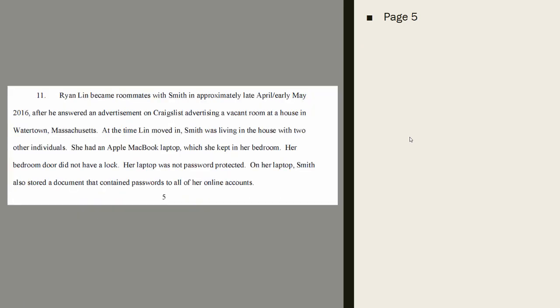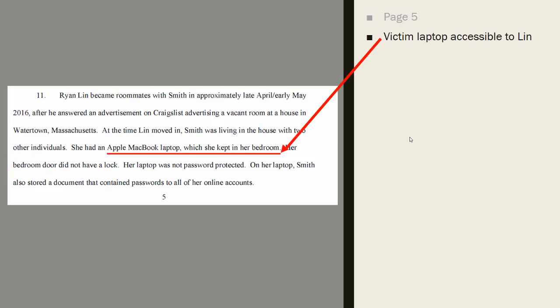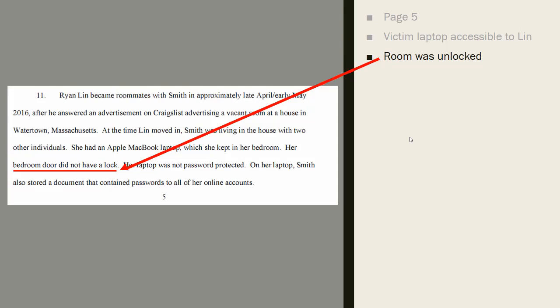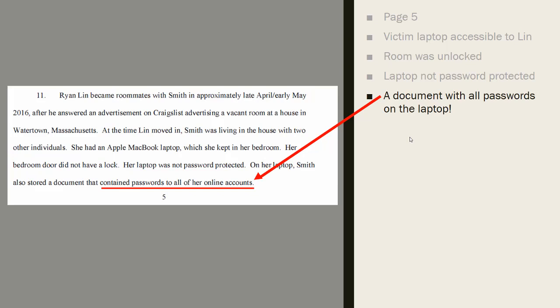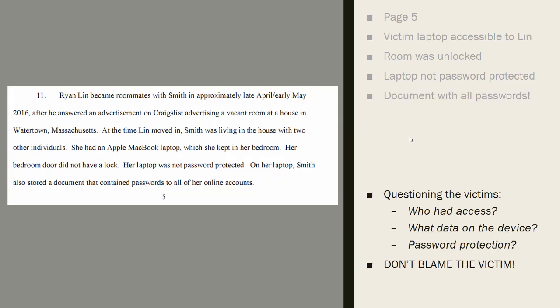So we'll skip down to page 5, and this is kind of summarizing a little bit what happened, at least the start of how the suspect, Lynn, potentially had access to everything that the victim possessed. For one, the victim had an Apple MacBook laptop, which she kept in her bedroom when they were sharing the apartment together. The bedroom was not locked, and the laptop was not password protected. And worse still, there was a document that contained all the passwords to all the victim's online accounts. So you can imagine that that's a trove of serious data in the hands of someone with malicious intent.